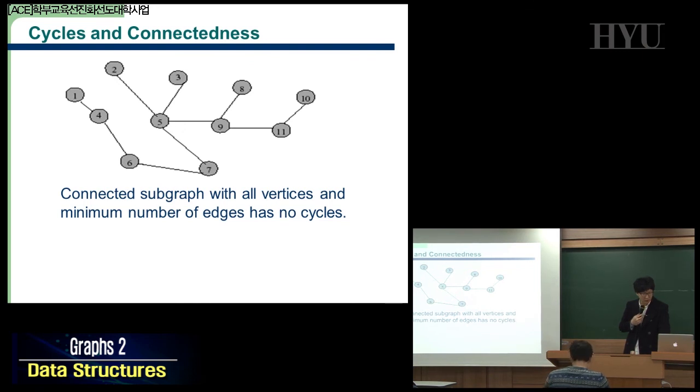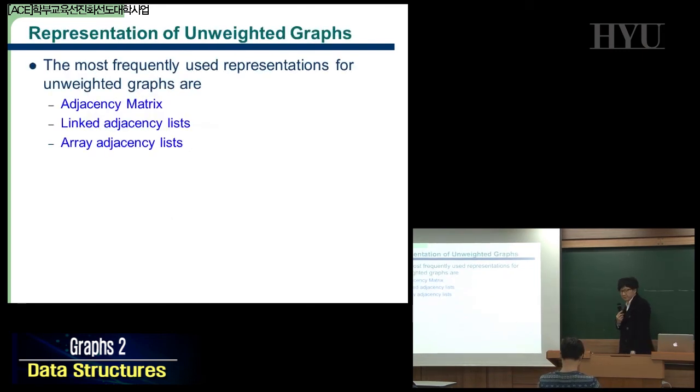Okay, this one is another repetition. So finally, representation of the unweighted graphs. There are 3 different ways: adjacency matrix, linked adjacency list, array adjacency list. They say it's the most frequently used representation for unweighted graphs in these examples. We covered some of that already. Adjacency matrix, like this.